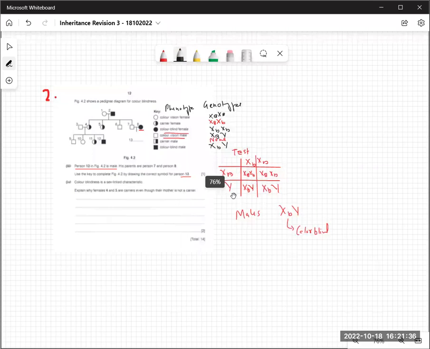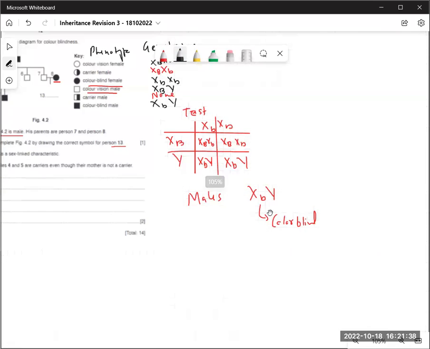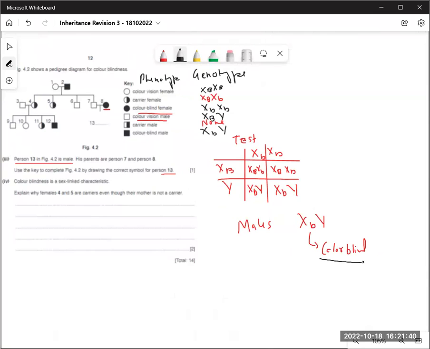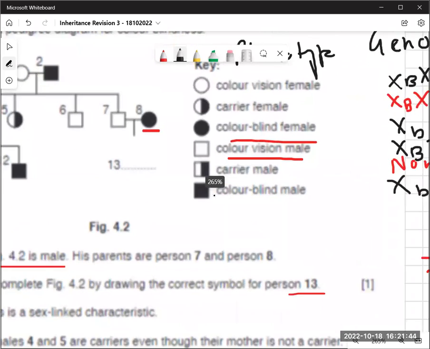For XbY, what do you think is the phenotype? Colorblind. Therefore, what is the symbol for colorblind? Tell me here, Rachit. Sir, it's the black square. Black square. So the answer here is black square.